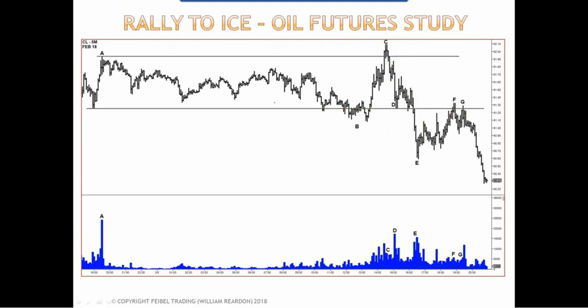I would ask, are there any questions for this chart? High volume after G, does that concern you? High volume.